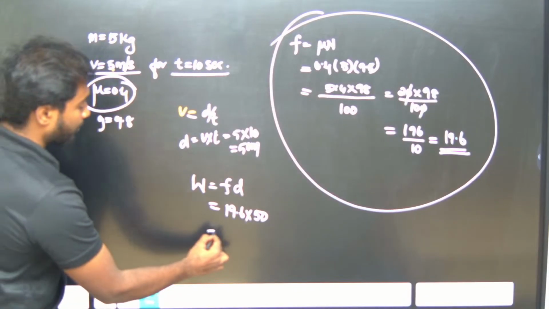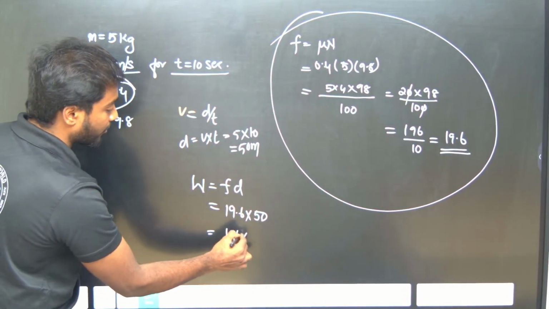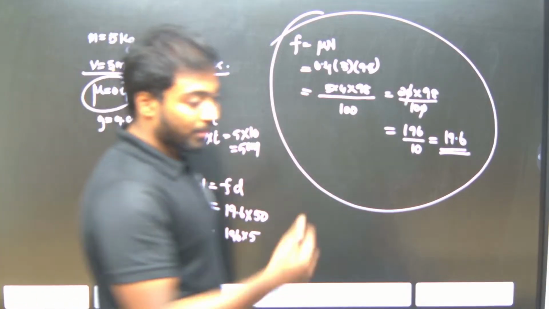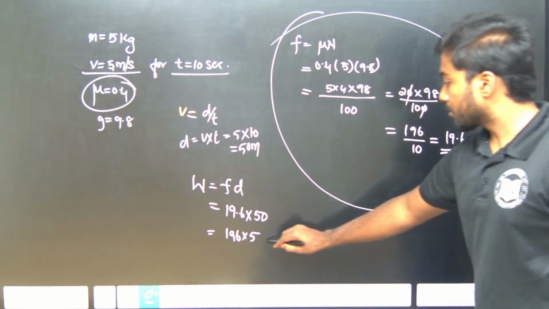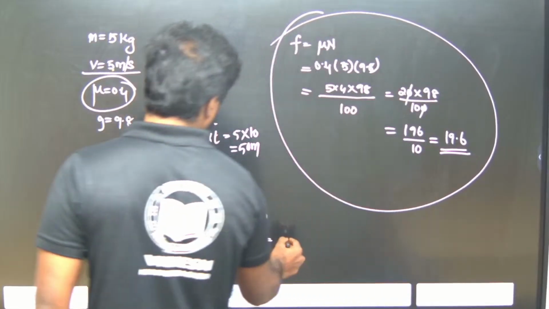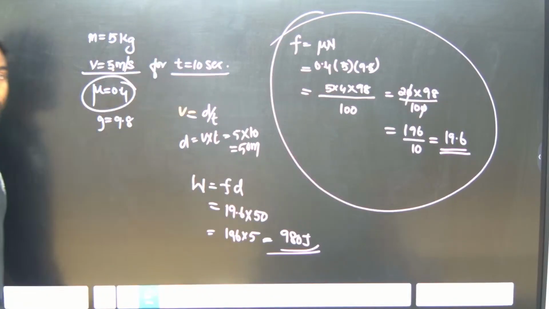So what will be the answer? 19.6, I can take the 10 out: 196 into 5. What is 196 into 5? It is 980. So 980 joules. Got it?